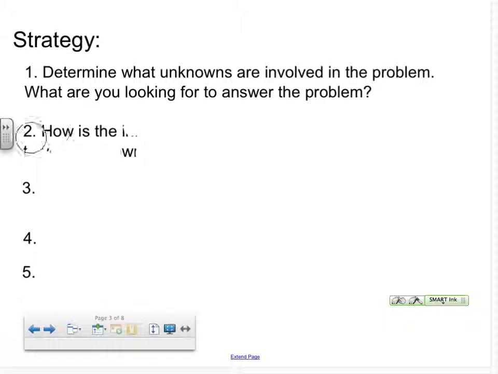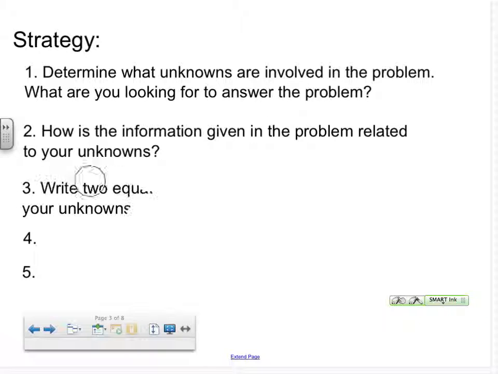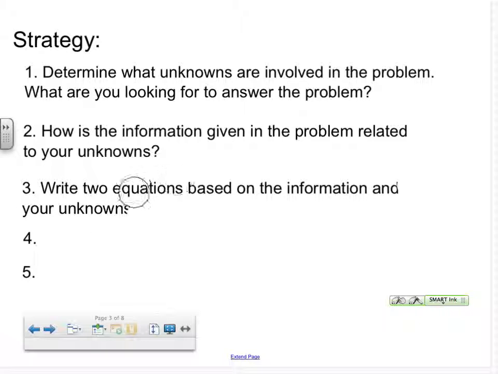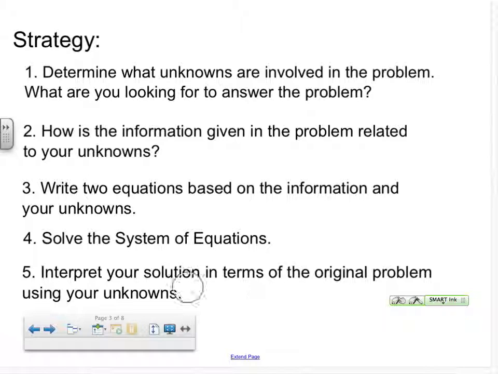Step 2: how is the information given in the problem related to your unknowns? Or how is the information given related to what you need to find out? And step 3: write 2 equations based on the information and your unknowns. Step 4: solve the system. And step 5: interpret your solution in terms of the original problem using your unknowns. All right?